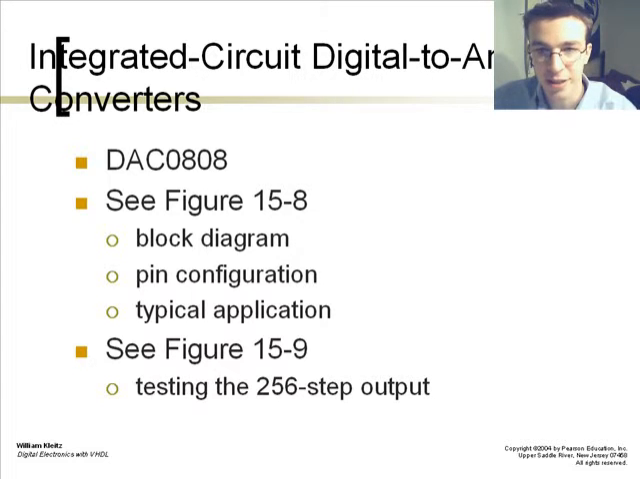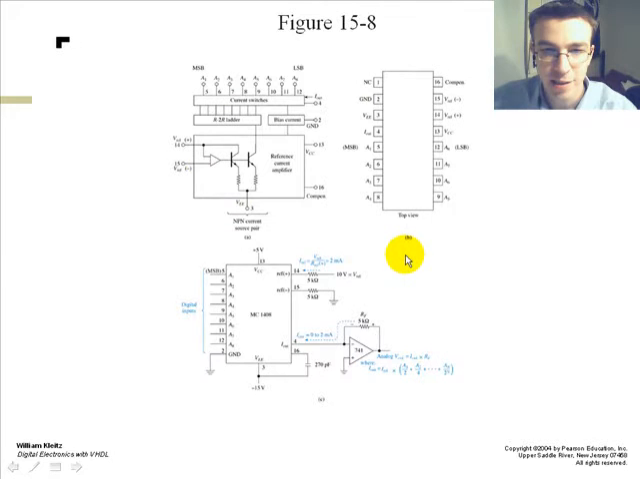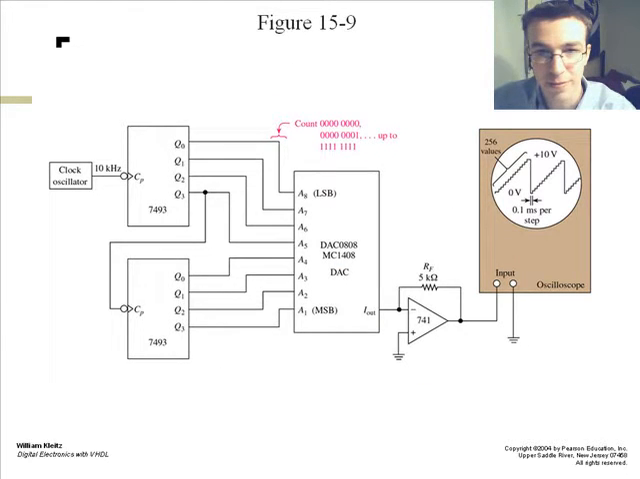Integrated circuit digital to analog converters. The DAC0808. This is the block diagram and chip pinout of the same chip, the DAC0808 digital to analog converter. It takes the digital value and converts it to its analog equivalent signal. And this is the same thing, changing it to its analog value.